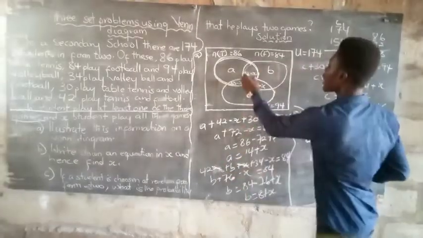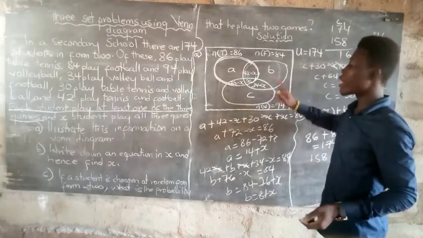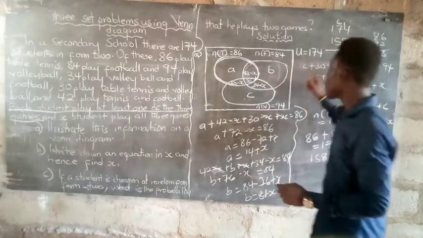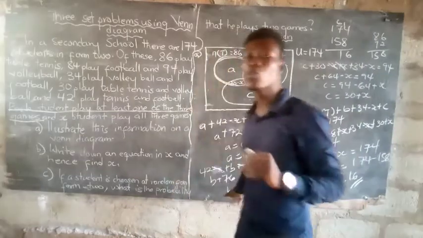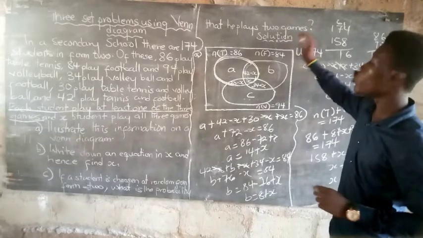So we add, that is 42 minus x, then 30 minus x, then 34 minus x. After adding everything, our total, then we divide it by what? 174, and that is how to find the probability of finding a student who plays 2 games.